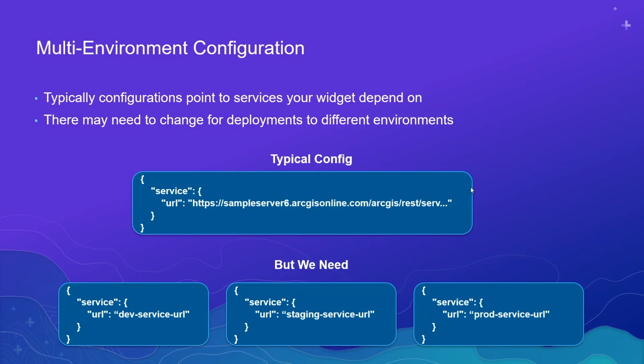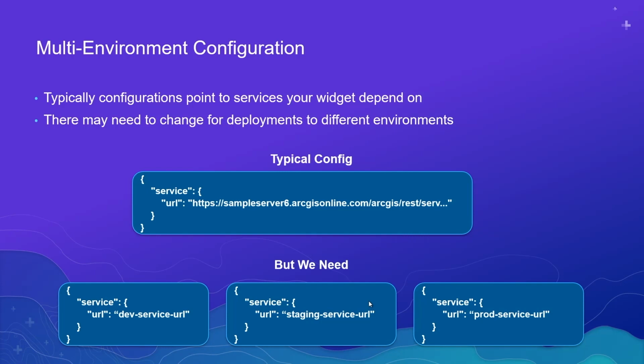So a typical, very simplified configuration looks like this, where you have a service and then the URL of the service, with the exact endpoint filled in. But like we said, that's not exactly what we need for all the different environments. So we really need 3 different environment files. We could manage 3 versions of the same environment file, but that gets a little bit tedious, especially if you're dealing with many different environment-specific variables.